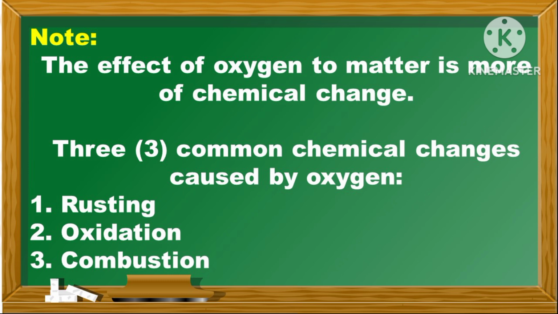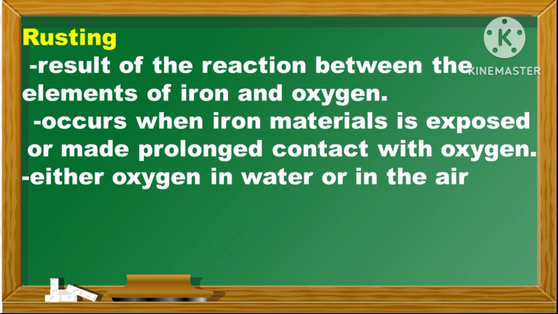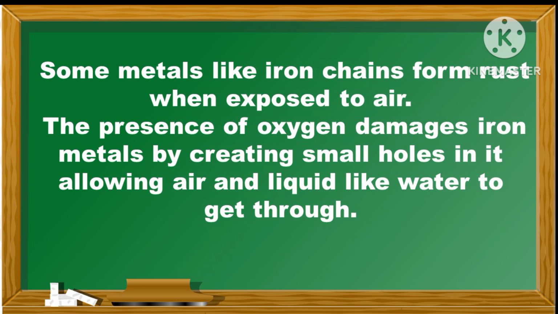3 common chemical changes caused by oxygen are: Number 1. Rusting. Number 2. Oxidation. Number 3. Combustion. Rusting, the result of the reaction between the elements of iron and oxygen, occurs when iron materials are exposed or made to have prolonged contact with oxygen, either oxygen in water or in the air. Some metals like iron form rust when exposed to air. The presence of oxygen damages iron metals by creating small holes in it, allowing air and liquid like water to get through.